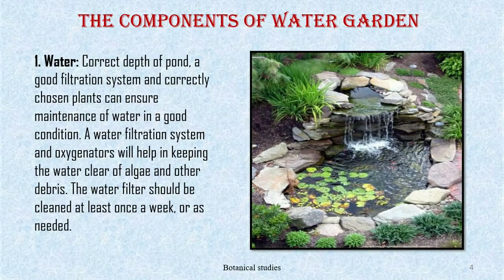The components of a water garden. First, water. The correct depth of the pond, a good filtration system and correctly chosen plants can ensure maintenance of water in good condition. A water filtration system and oxygenators will help in keeping the water clear of algae and other debris. The water filters should be cleaned at least once a week or as needed.